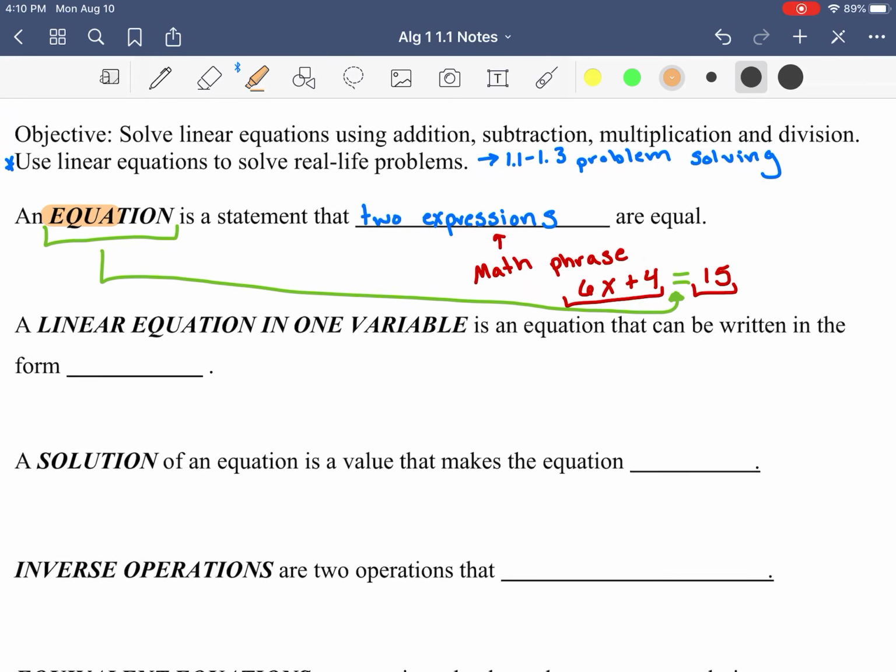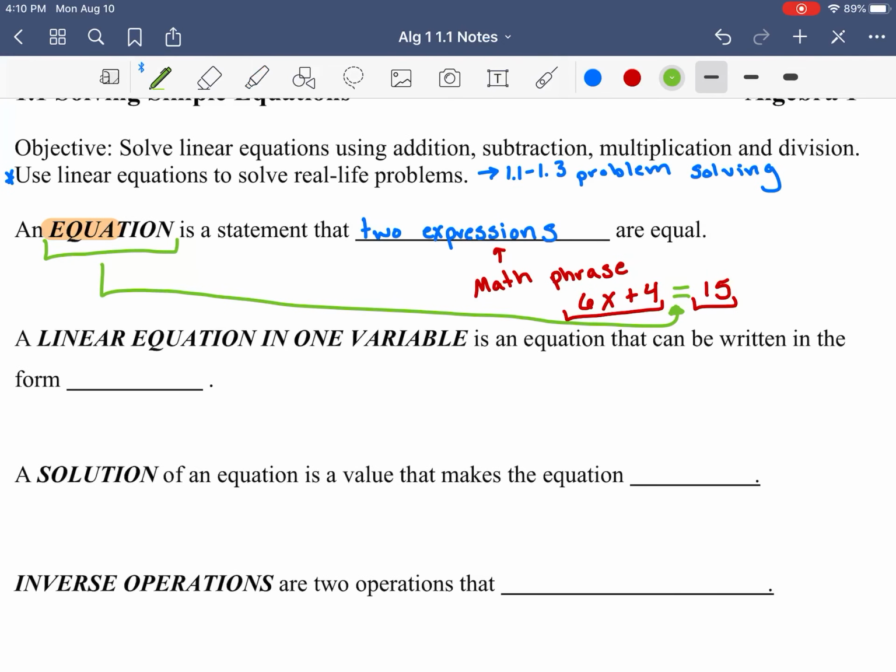Okay, this one here is what we call an open equation. This one is open because it has a variable in it. It has this unknown idea. There's that unknown thing, that x. Okay, so that's an open equation, but an equation doesn't necessarily have to be open.